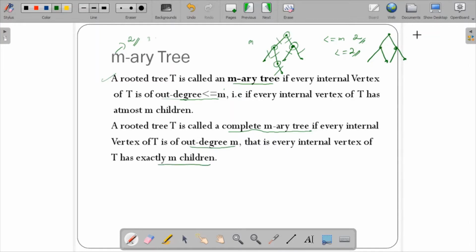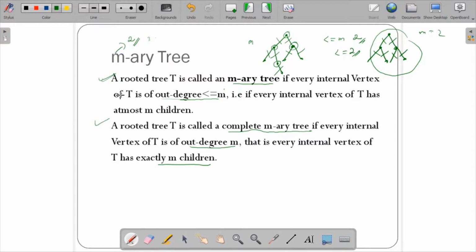For example, if M was 2, then you should have exactly 2 out degrees. So this is an example of a complete M-array tree. This is the basic definition of an M-array tree, and what we mean by a complete M-array tree.